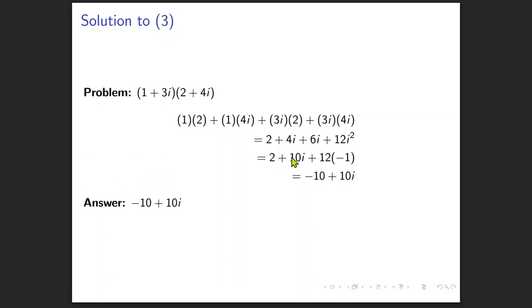Solution to 3. This was a given problem. We had to multiply these two. Same component wise. When you multiply, you get these results. 2 plus 4i plus 6i plus 12i squared. So i squared is minus 1. So that's why we return minus 1 here and simplify again. We have minus 10 plus 10i.